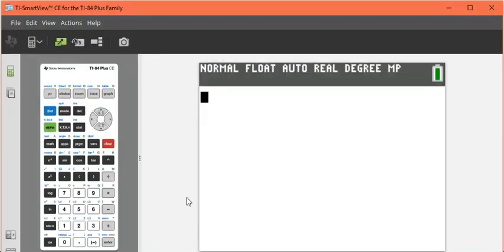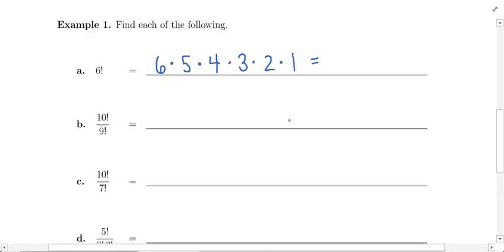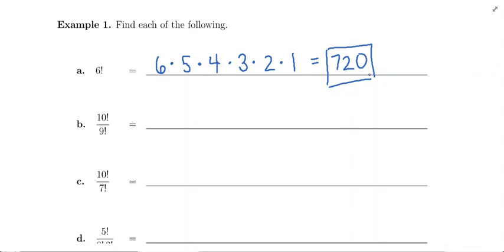If you go to your calculator and calculate 6 times 5 times 4 times 3 times 2 times 1, that's the answer, 720. So here you go, that's the answer there. It's just a number. All right, let's take a look at part B. You can get a little bit more complicated here. So here we have a fraction.